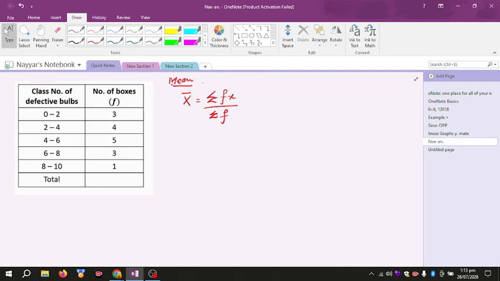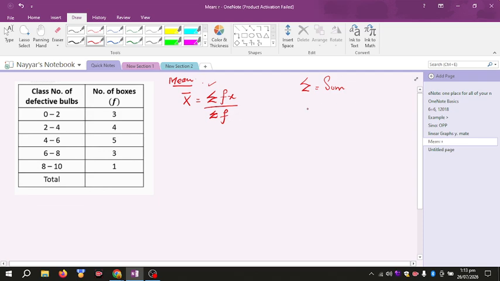So sum of f of x, you can see that f is the frequency. This symbol means sum, so it means that we need to add up f of x. F of x means that we need to find out x, and we will multiply it with f, and we will take their sum. And sum of f means that we will add up all the frequencies.